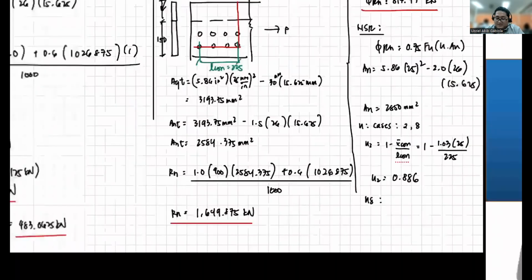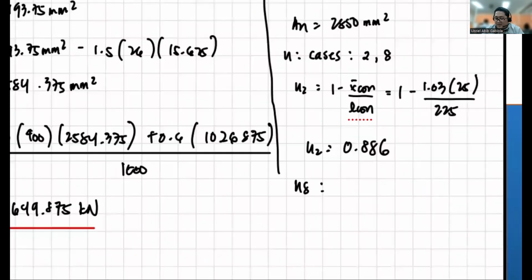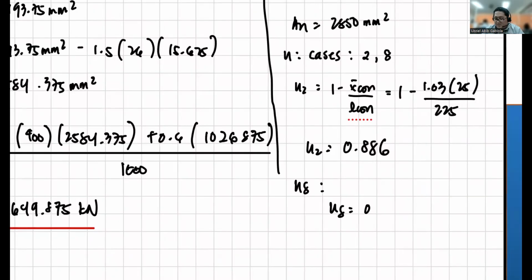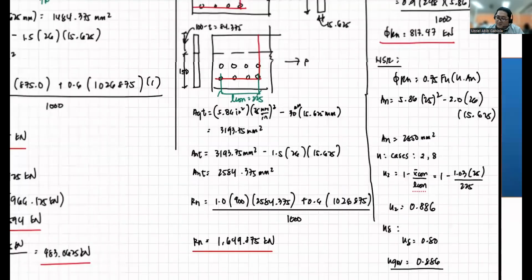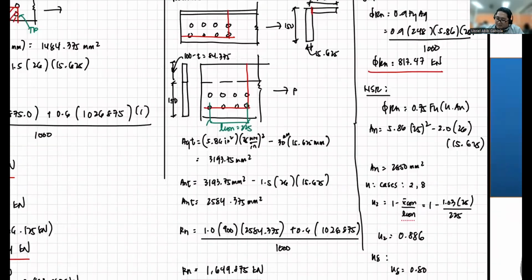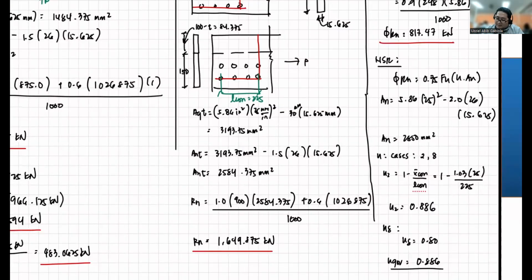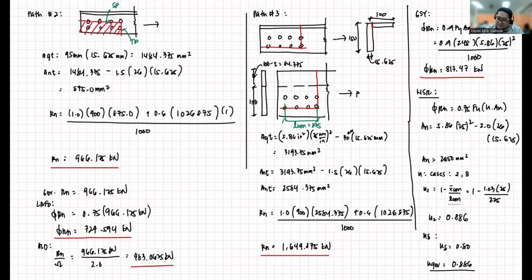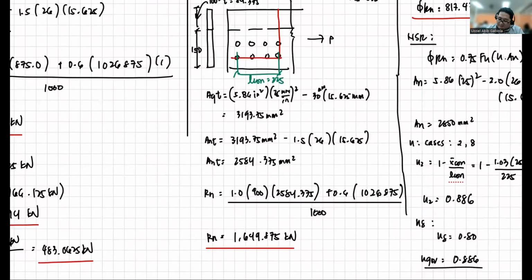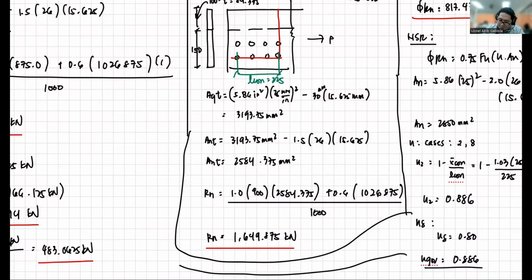Okay? For case 8, so magsasatisfy tayo dun sa isang condition. Meron tayong 4 fasteners per line. I think U8 natin is equals to 0.8. So according to the definition, dapat ang governing natin is whichever is larger sa dalawa. So 0.886 yung magiging value na U natin. Okay? So to get the value of V, lalagay lang natin lahat ng values natin. So separate ko lang to. Then lagay ko to dito.